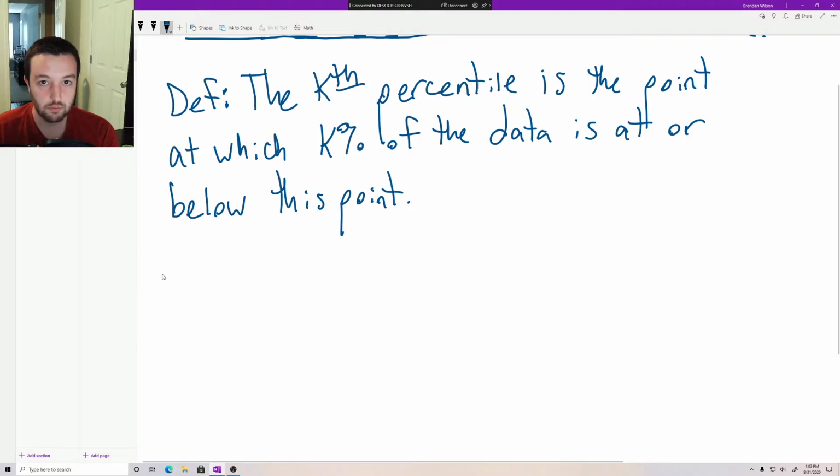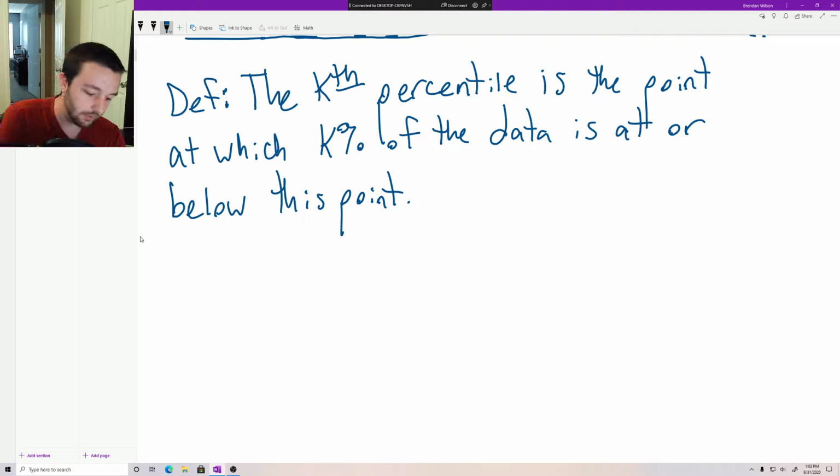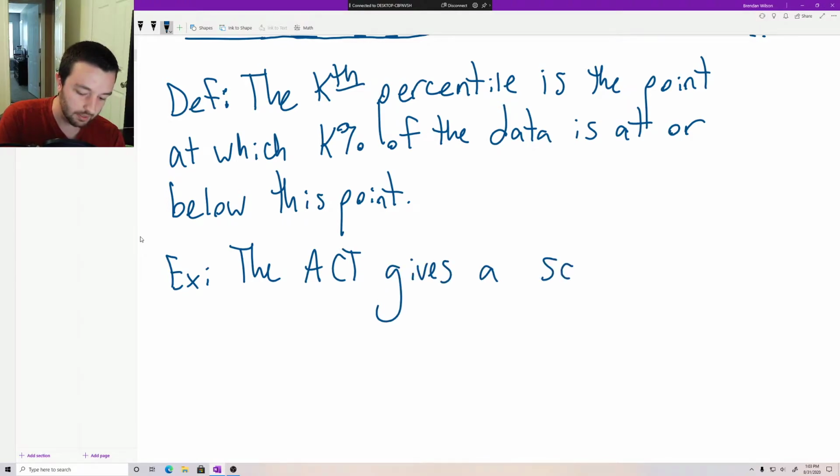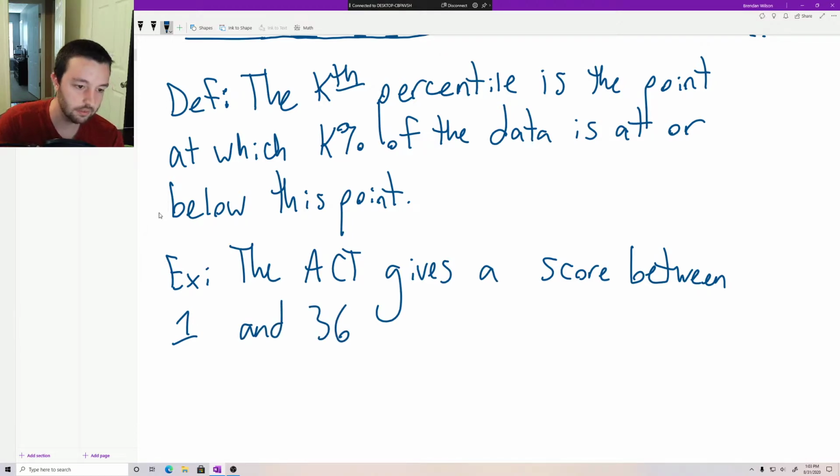A good example of this, the first one that springs to my mind, is standardized testing. Okay, typically when you take a standardized test, you are told how you did as a percentile. And then typically that'll translate into a number or something. So for example, on the ACT, the SAT is the exact same way, it just uses different numbers. On the ACT, you get a score between 1 and 36, right?